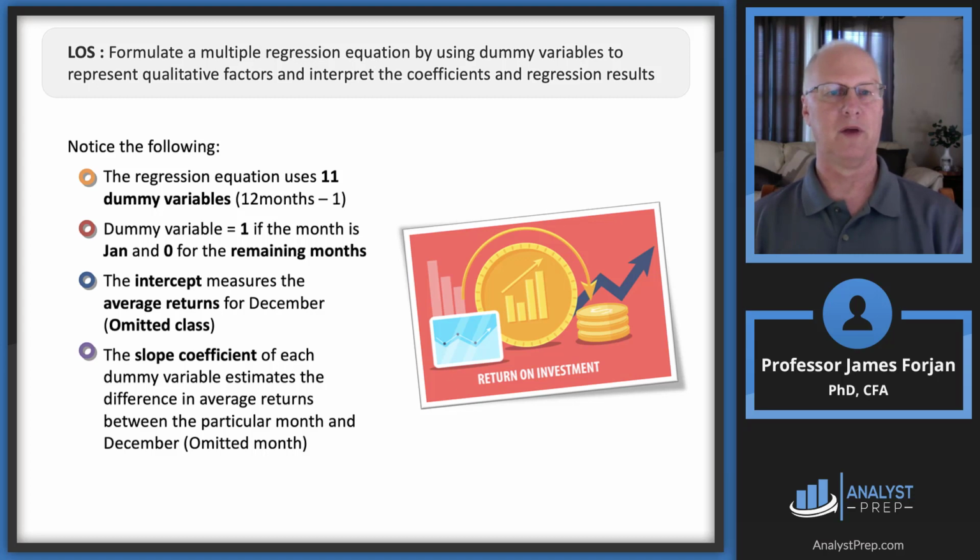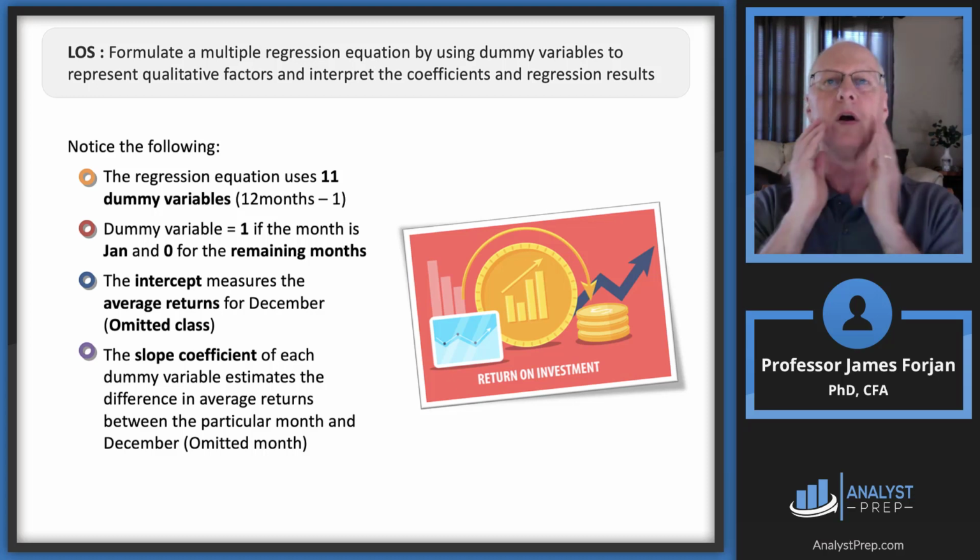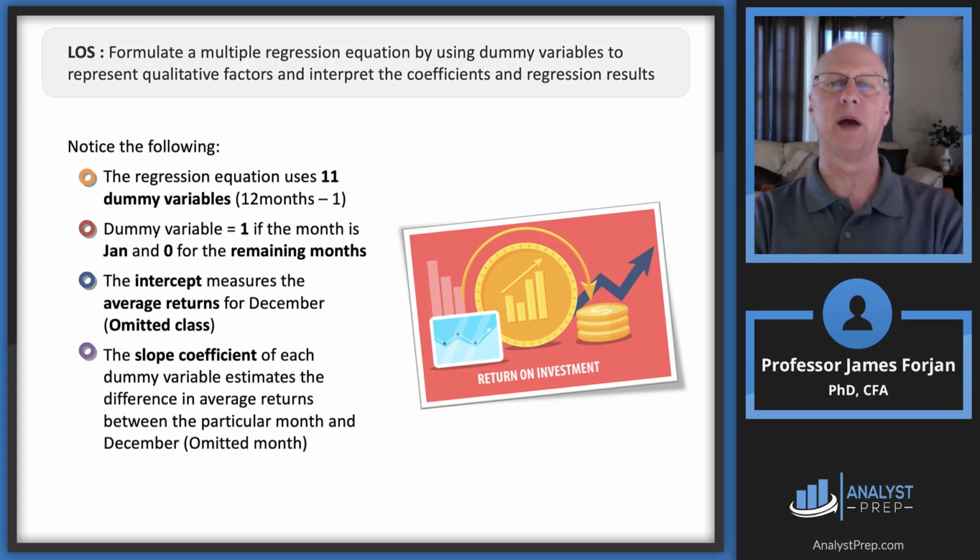So there's a summary of what I'm saying here. 11 dummy variables, 1 if the month is January, and 0 for the remaining. Do you remember, I'm not sure if we learned this back in Level 1. Surely you learned this in Level 3, that somewhere in the 1980s, there were a couple of professors who came up with this notion that January returns outperform every other month. And this is how, or at least one of the ways that it was done back in the 1980s, to get that January effect.